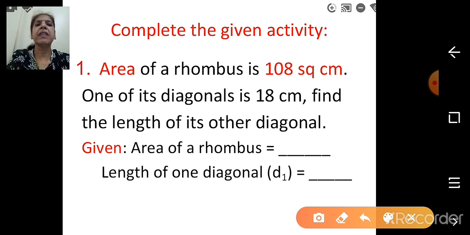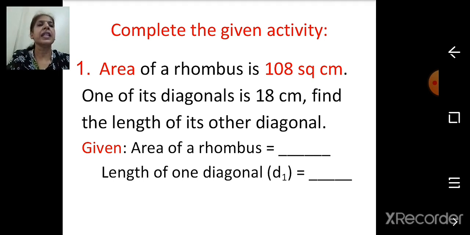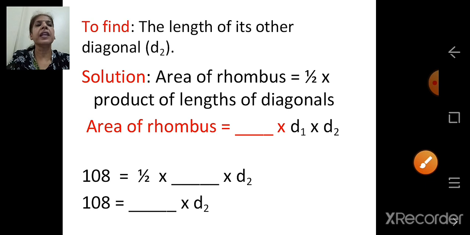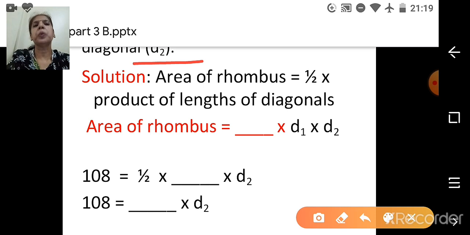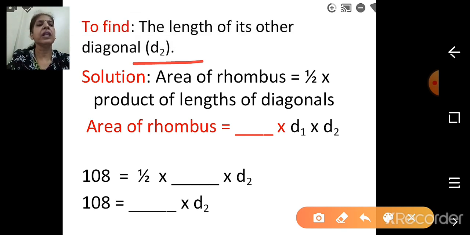So first we will write given. What is given? Area of rhombus. So here you will be writing area of rhombus and it is 108 square centimeter. Next what is given is length of one diagonal, and that is 18 centimeter. So area is given, 108 square centimeter, and one diagonal is given. We have taken it as diagonal D1, 18 centimeter. Now what we have to find here is the length of the other diagonal. That is taken as D2. One diagonal D1, other diagonal D2.